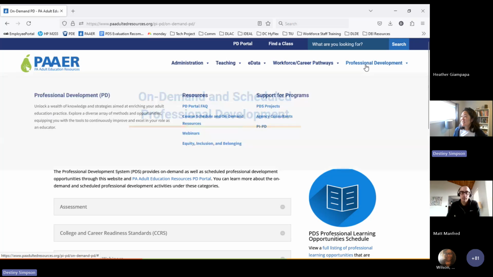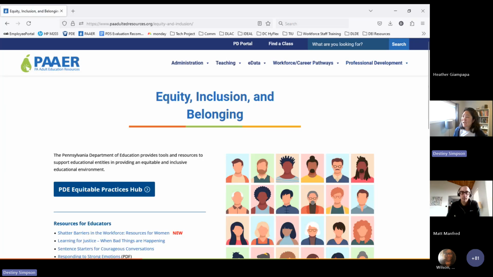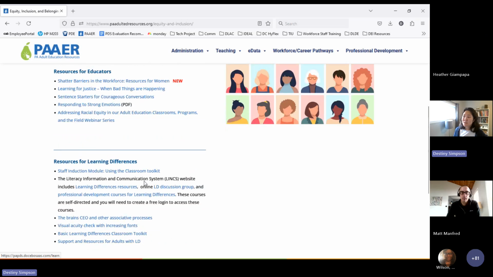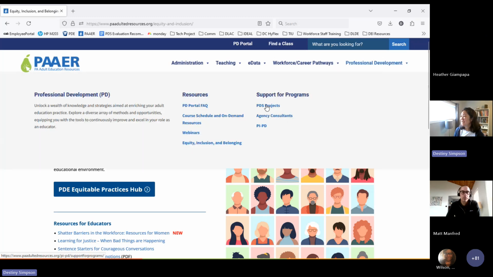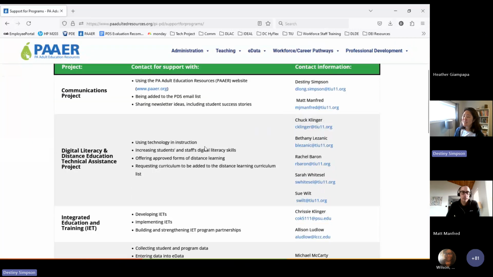In addition to that, there's a page for equity, inclusion, and belonging. There's some resources here that might support your work at your program doing that. We're also working with Prolo to update this page, and so you'll have even more resources that are available to you.